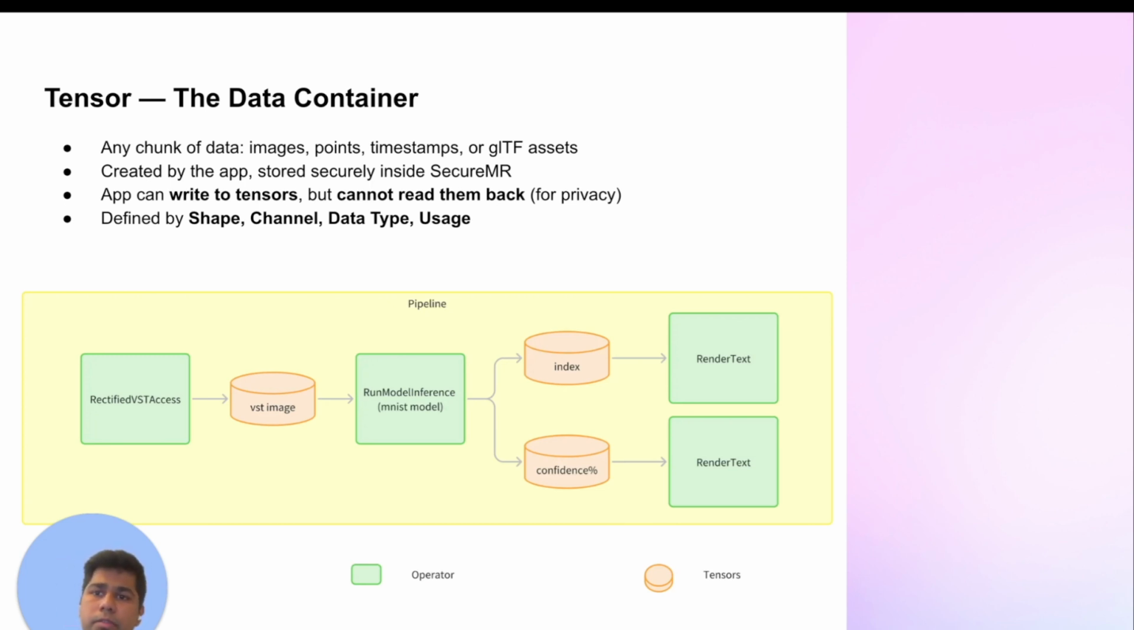Each tensor has four basic attributes: shape, number of channels, data type, and usage, like matrix, scalar, color, or timestamp.